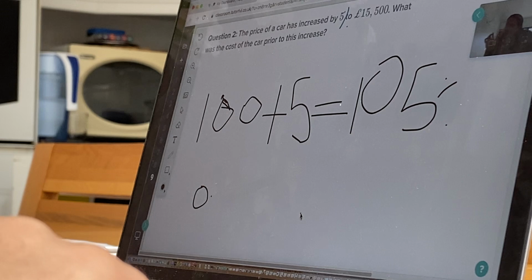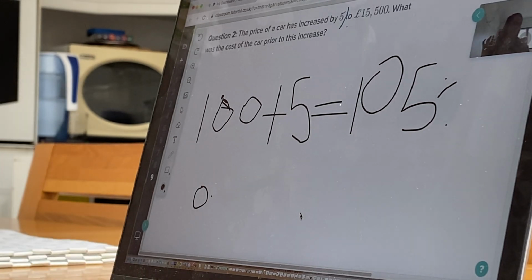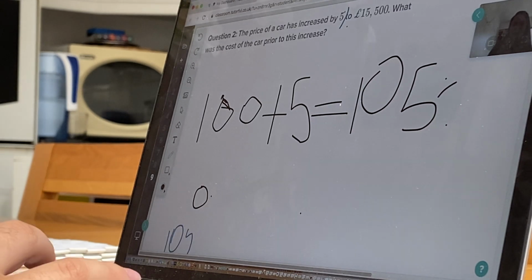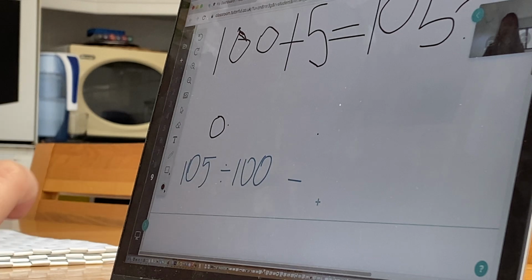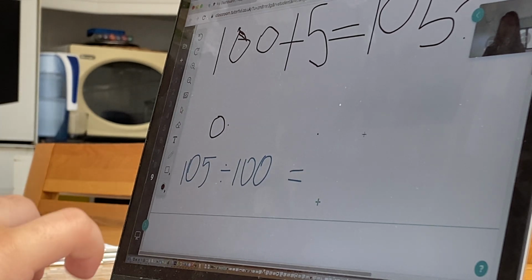Or cent, century. Cent means 100. So a percentage is a number out of 100. So when we turn it into a decimal, it is out of 1. So we're going from 100 to something that's out of 1, so we're dividing it by 100. So to find the percentage multiplier, we do 105 divided by 100. What does that give us?